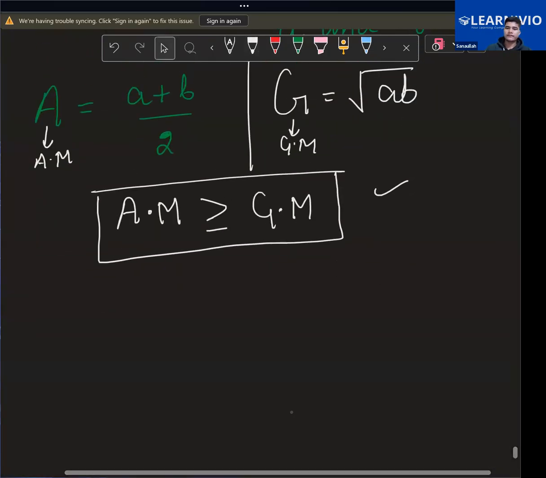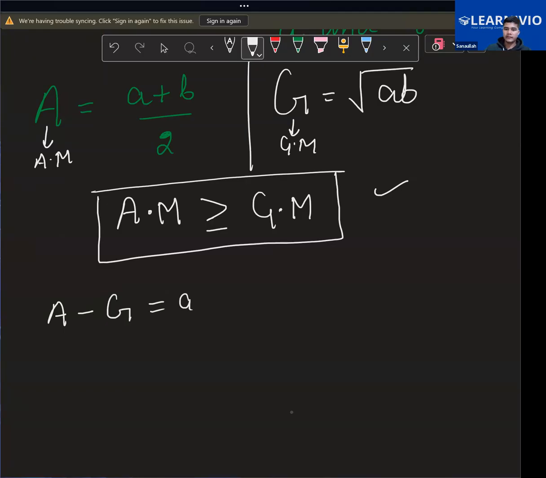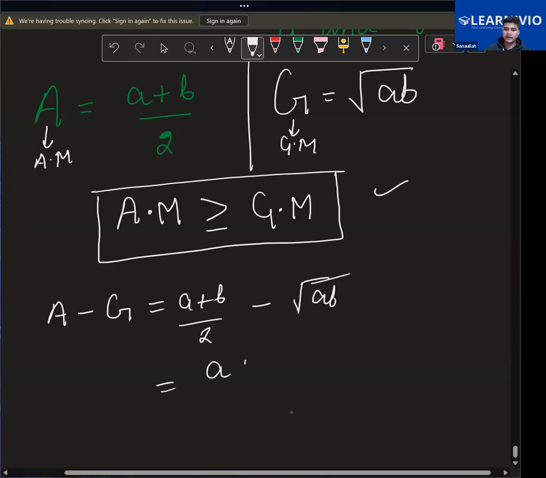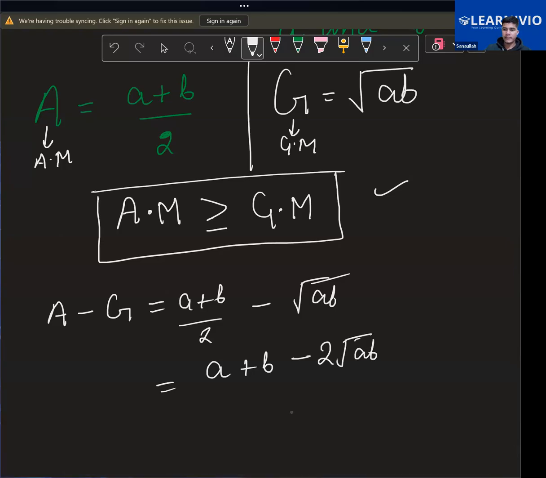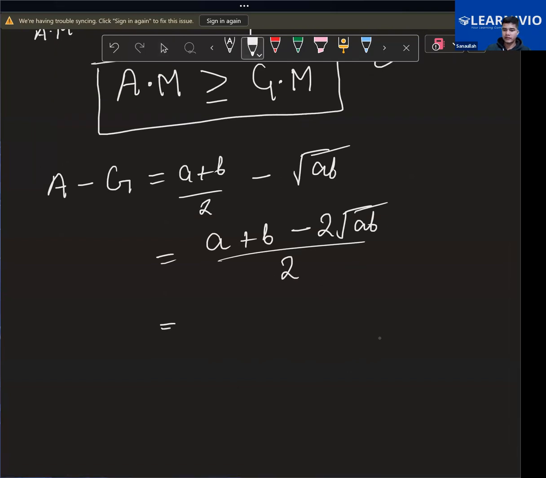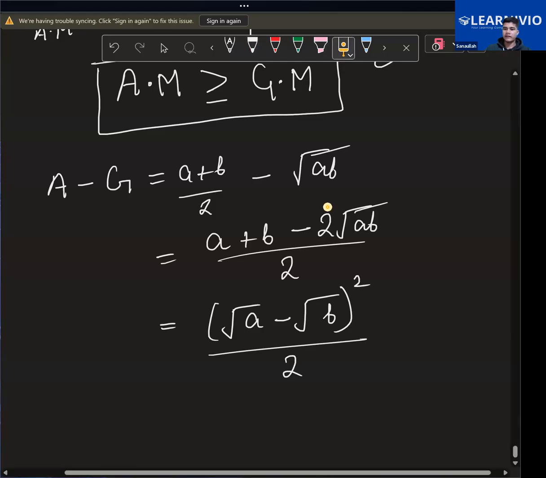So if I do A minus G, that will be (a plus b) over 2 minus root ab. If I solve this, I will get (a plus b minus 2 root ab) over 2. And if I solve this further, I will get (root a minus root b) whole square over 2. See how I am getting this.